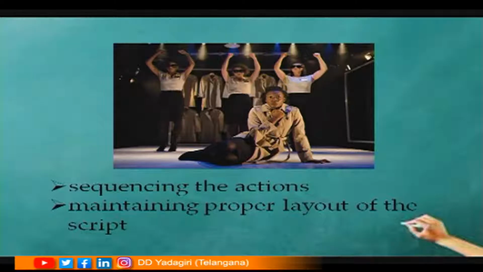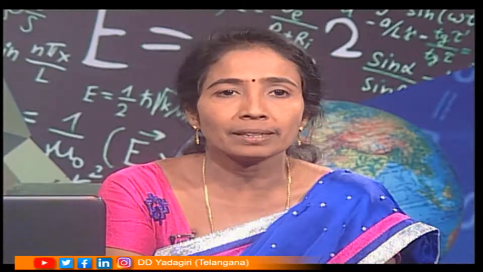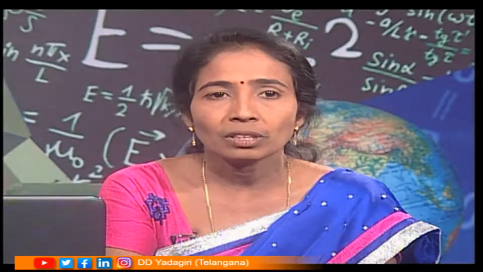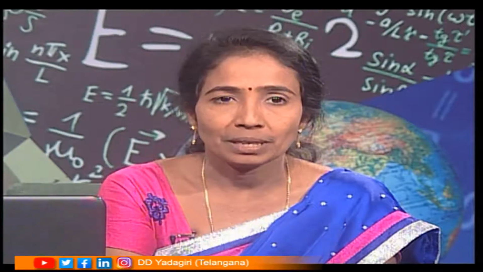Then, sequencing the actions. All the actions have to be arranged in a sequence. Maintain proper layout of the script. Meaning, a script has to be placed in a systematic manner. Using appropriate expressions for capturing the actions and movements of the characters and the chorus too. So, these are the features that we have to follow while preparing the script of a choreography. First, identify the theme, then these instances, sequence and proper order to be maintained.